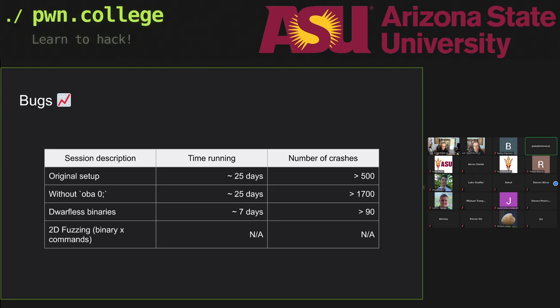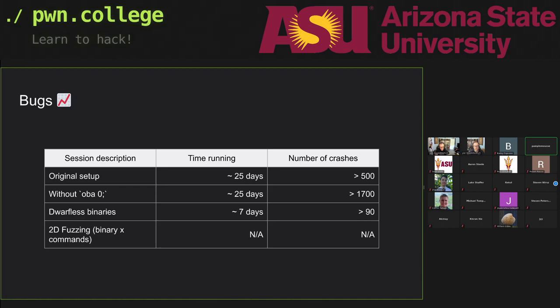The second step was to make it proper and remove the superfluous command that we were passing. Again, the fuzzer ran for about 25 days, but this time the number of crashes simply skyrocketed. One of the reasons was that this fuzzing session was using the previous session's output. All the 500 something crashes that were generated originally were still valid input for AFL to try to find more crashes during the second session. And that's why we ended up with such a high number of crashes later on.